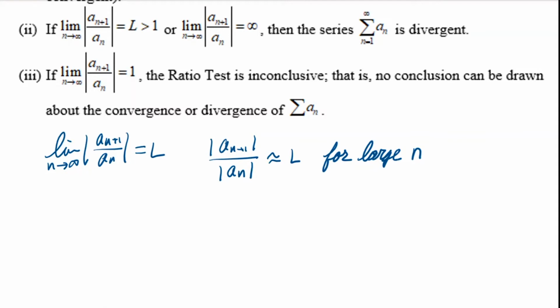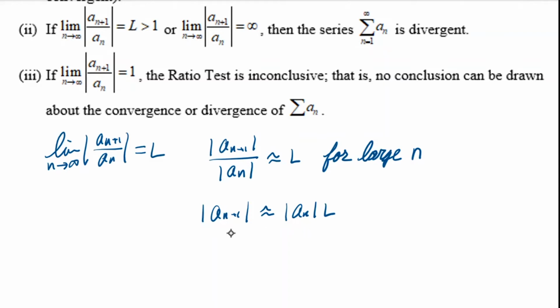That makes sense to you? Because the concept of a limit, n gets really, really big. What that means is a_(n+1) is approximately equal to a_n times L for large n. That makes sense to you? Say yes. Who's confused? If you're confused, now is the time.